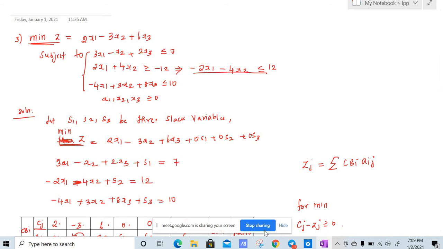So yes, this is the last class on LPP. So far we have started with the transportation problem, and then we have seen the assignment problem, and then solving LPP using the graphical method, and in the last class we saw the simplex method, right? So we have seen two problems on the simplex method.